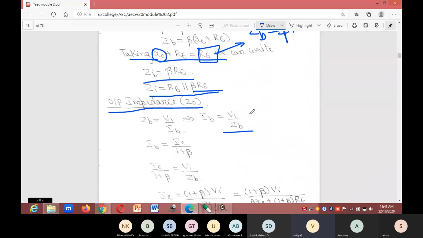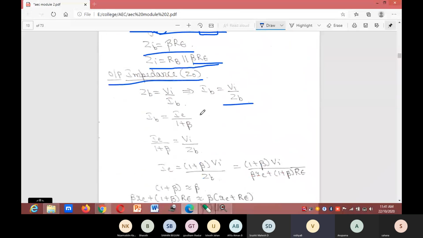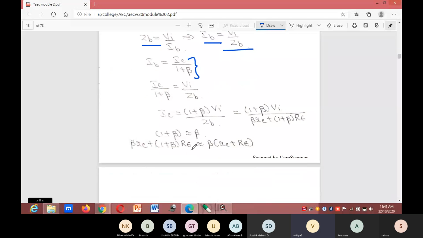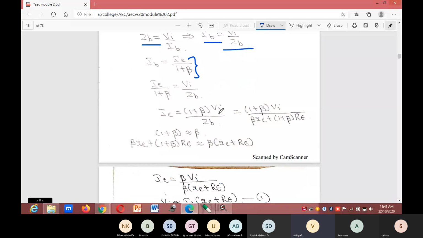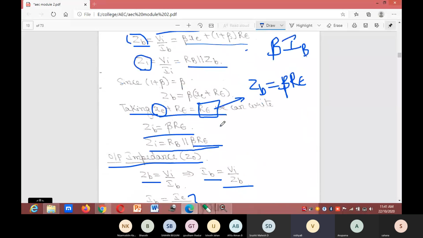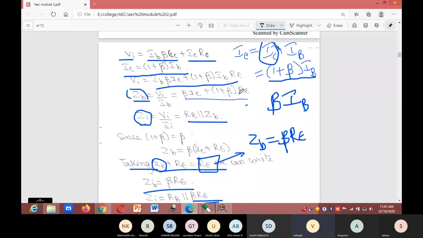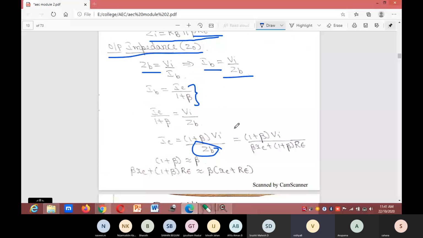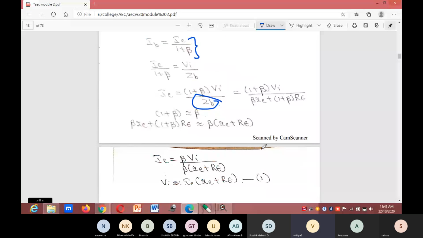IB value is this one. So IE divided by 1 plus beta is equal to Vi divided by ZB. IE is equal to 1 plus beta into Vi divided by ZB. We know the value of ZB. What is the value of ZB? Beta into RE plus 1 plus beta into capital RE. You need to substitute the ZB value here.